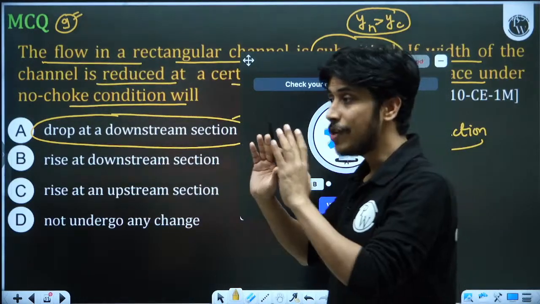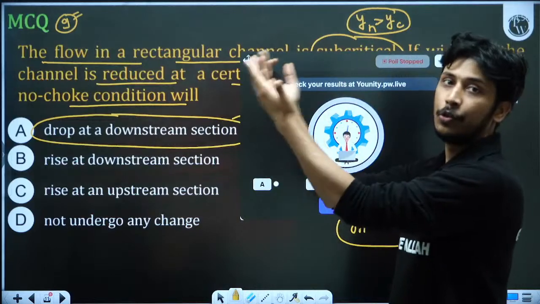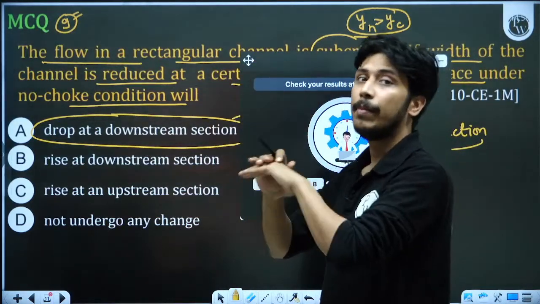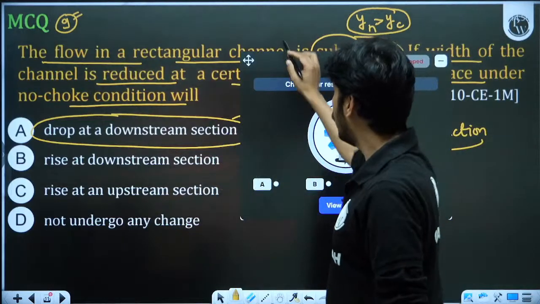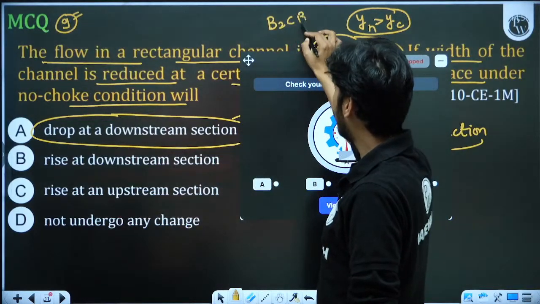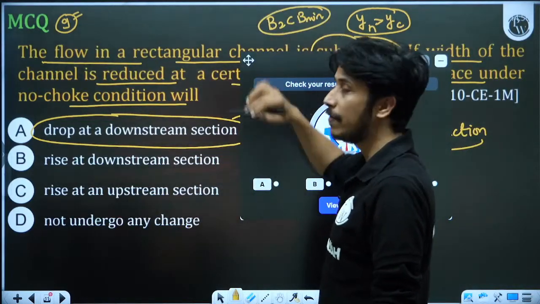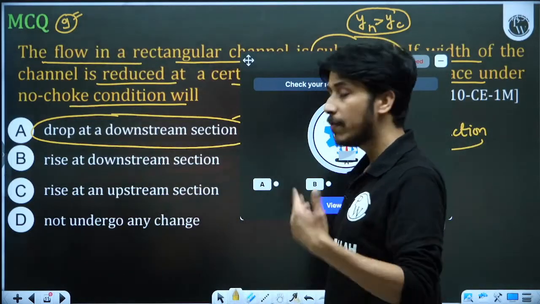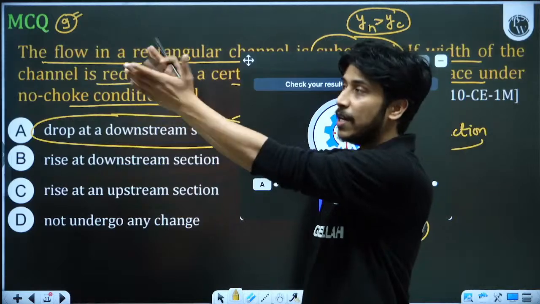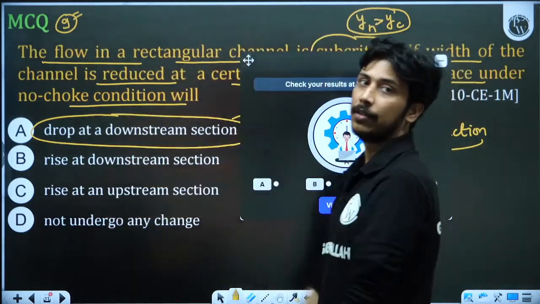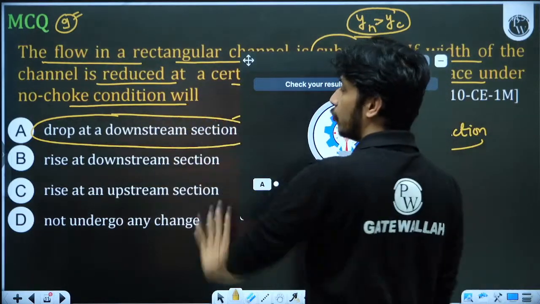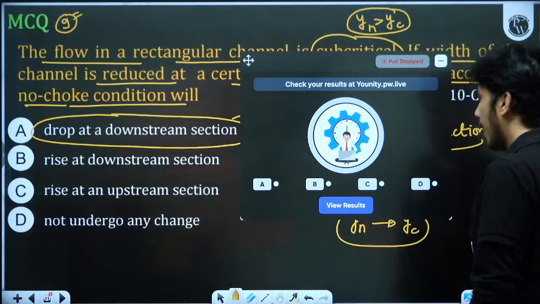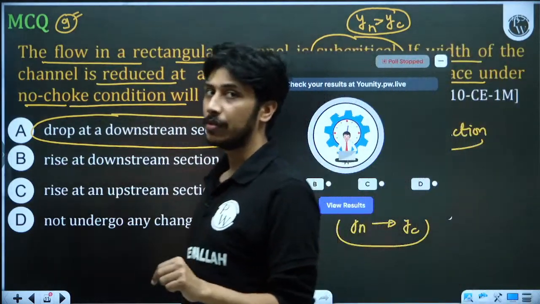When the flow chokes at the downstream, then the flow reverses. So if you make B2 lesser than B minimum, then the upstream section will be affected, because then choking will come. Or if you make delta Z more than delta Z max, then choking will come, the flow will be choked at the downstream side, the flow will be reversed, and then the upstream will be affected. Here it is clearly written no choke condition. Getting my point? And I have also taught this in your crash course.